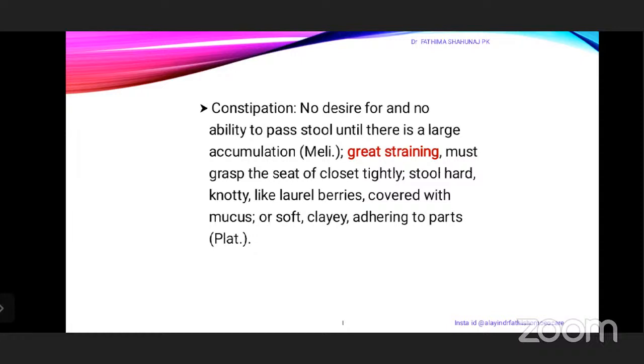And then great straining, much grasping of the seat to close tightly. Stool hard, knotty like laurel berries, covered with mucus or soft clay adhering to the parts. When coming to this symptom of adhering to the parts, this is compared with Platina. And here, constipation while traveling, after lead poisoning, from inertia of bowels, frequent unsuccessful urging, stool adhering to the rectum and anus like soft clay. Okay, so this is the main symptom. Mainly the constipation arising from travel or after lead poisoning, with frequent unsuccessful urging, stool adherent to the rectum and anus like soft clay.